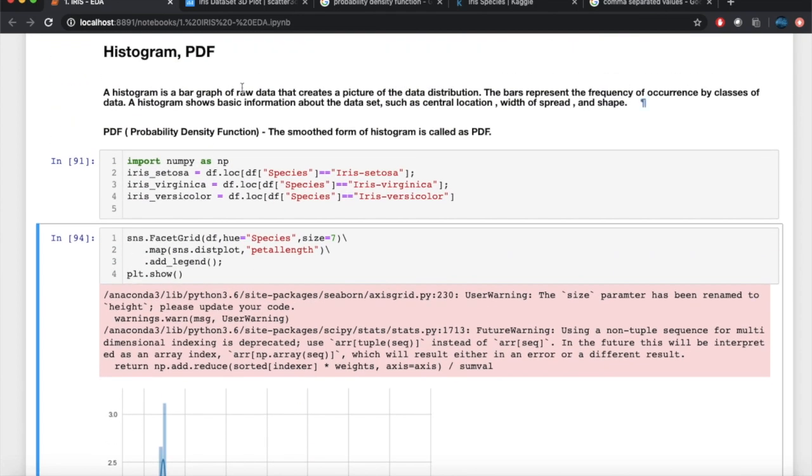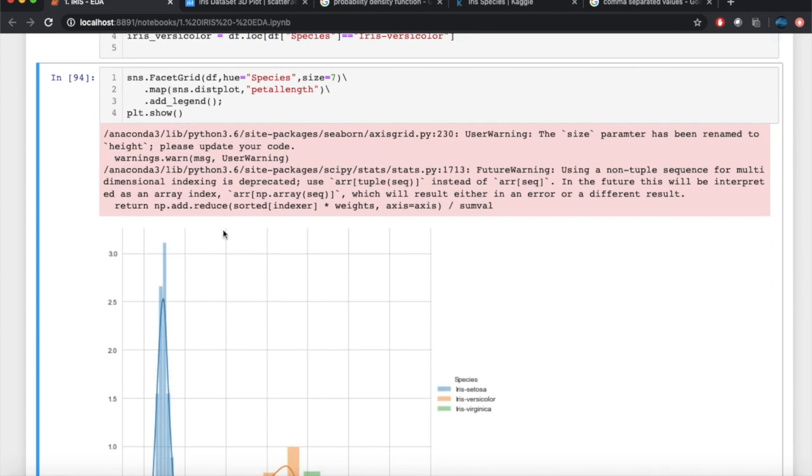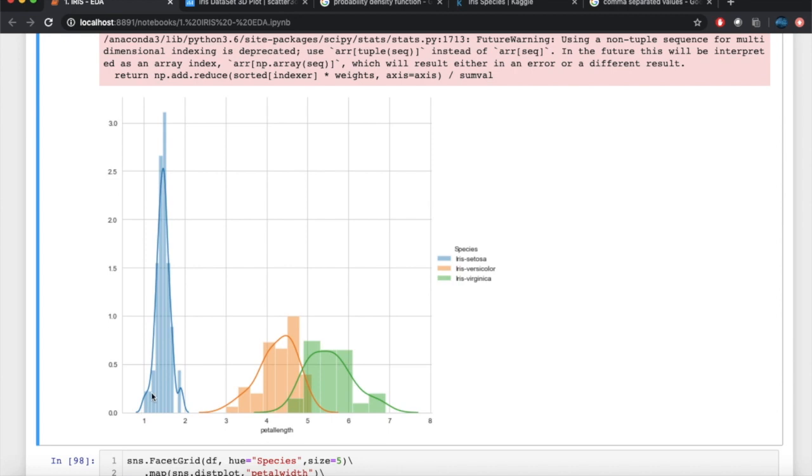So what is PDF? PDF is a simple term, probability density function. Again, from its name we can understand it is giving the density of how many points are present in a range, or we can say the smooth form of histogram is called a PDF. You can see these are the bar plots, and the smooth curve over it is called a PDF.